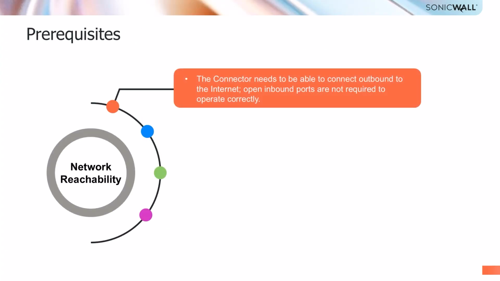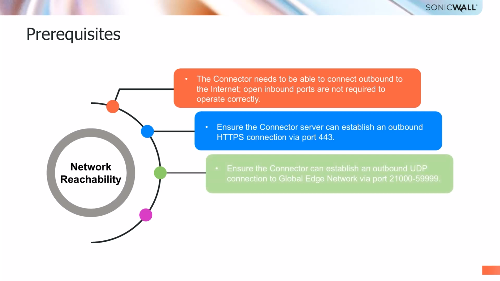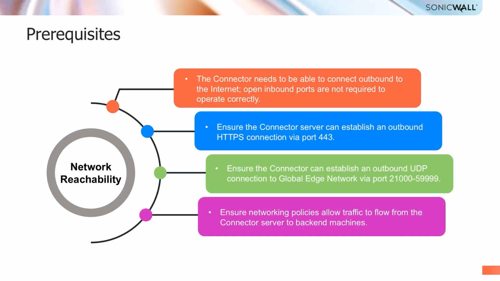The connector needs to be able to connect outbound to the internet. There's no need to open any inbound ports. Ensure that the connector server can establish an outbound HTTPS connection via port 443 to the command center. Ensure that the connector can establish an outbound UDP connection to the Global Edge Network. The connector will select a port in the 21,000 to 59,999 range to set up WireGuard tunnels with the Edge network. Ensure your networking policies allow traffic to flow from the connector server to back-end machines running the applications and services you need to secure access to.